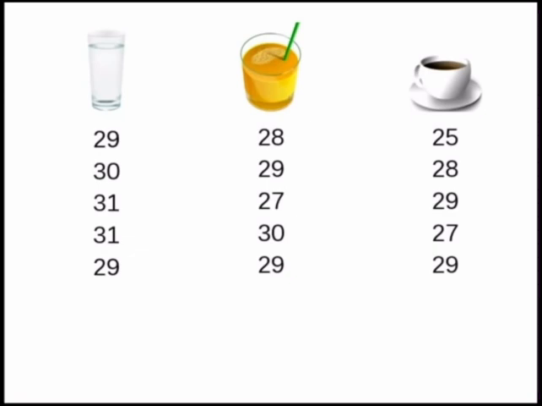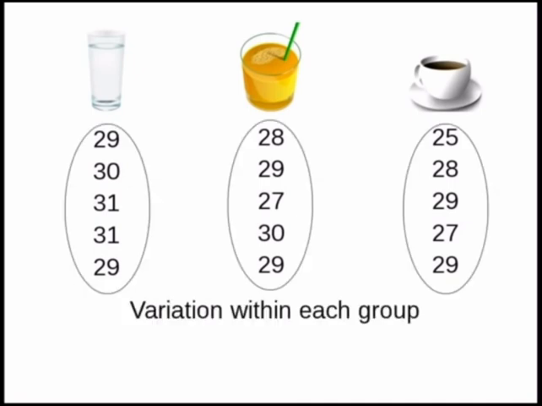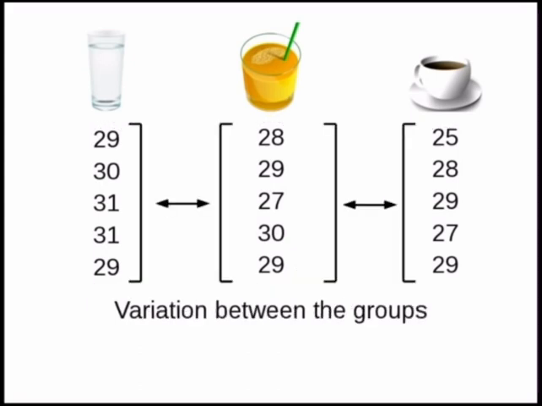When you do the experiment, the scores won't all be the same. The total variation of all the scores is made up of 2 parts. The variation within each group, because the people in each group have different reaction times, and the variation between the groups, because the drinks you gave each group are different.